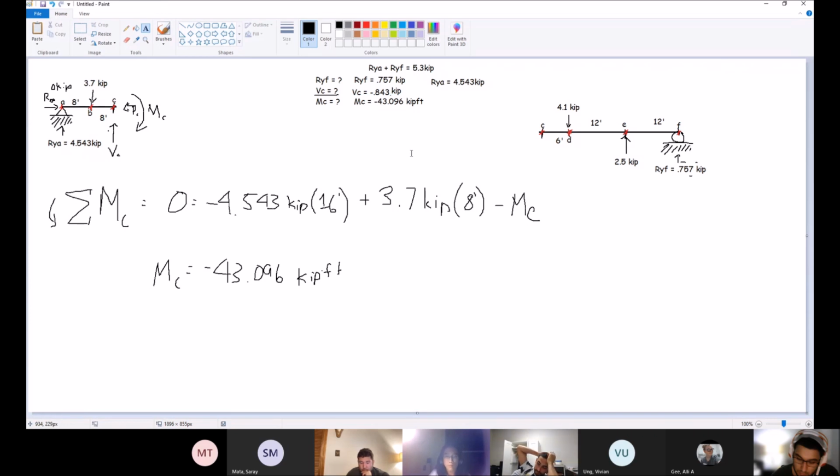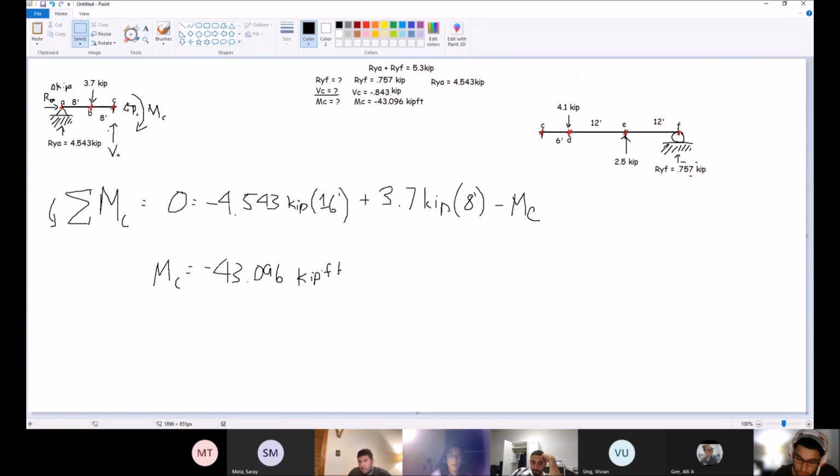I think we have to remember to put kip feet, because I swear he's all about putting the units correctly. So make sure you know your units. Use kips for shear force, axial force, reaction forces, and normal forces, and use kip feet for moments. Just an important thing to remember. Are we all good?